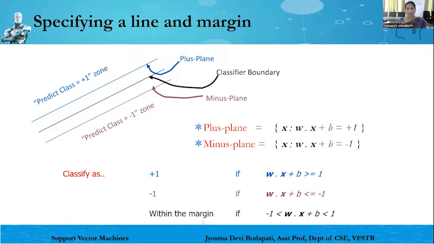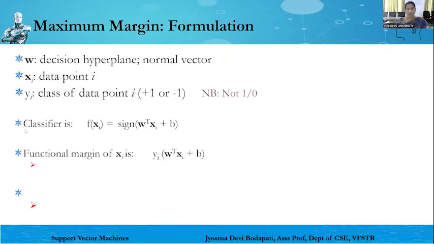And what about the examples that are within the margin? For those within the margin, the value of wx plus b would be within the range of -1 to +1. So with this in mind, let's continue with the notation.